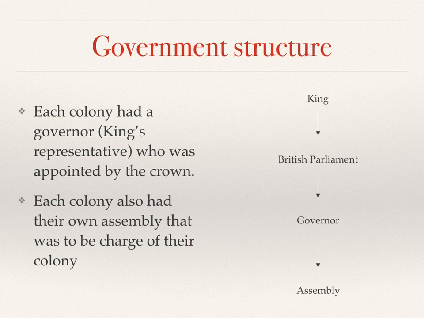The structure then of the colonies themselves: each colony had a thing called a governor, and he was the king's representative. He was appointed by the crown. He was not elected within the colony themselves. Each colony also had their own assembly, which they would elect people to, and they would discuss things that were going on in the colony. But ultimately, the power lay with the king, the British Parliament, who would then give directions to the governor, who would then give directions to the assembly.